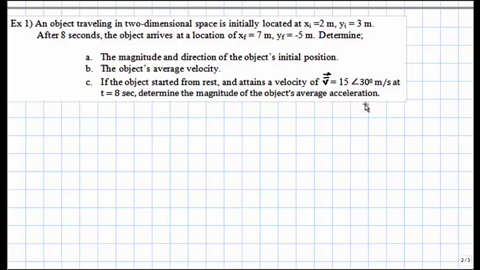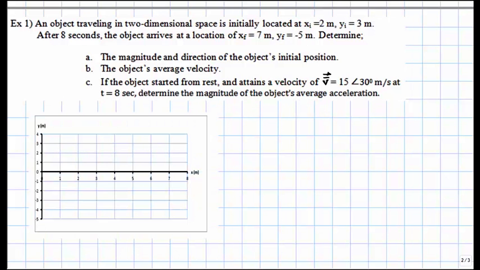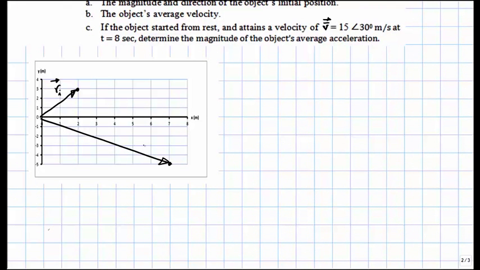Let's construct a Cartesian coordinate system, and then we'll indicate the object's initial and final positions. The object starts at 2, 3, which is located right here, and ends at a position of 7, negative 5, which is located right here. And so this vector is labeled as r initial. Again, that's the initial position. And this vector indicates the final position, and we'll label it as r sub f.